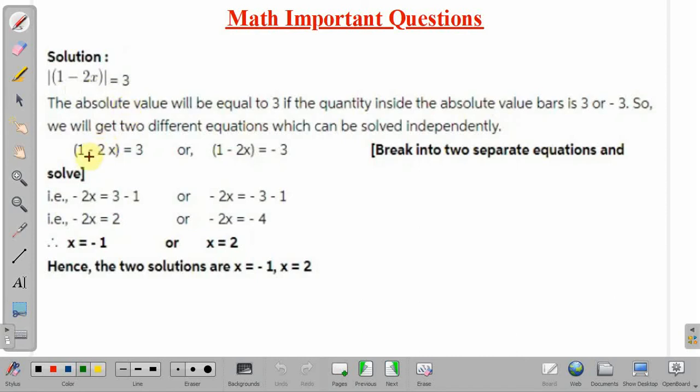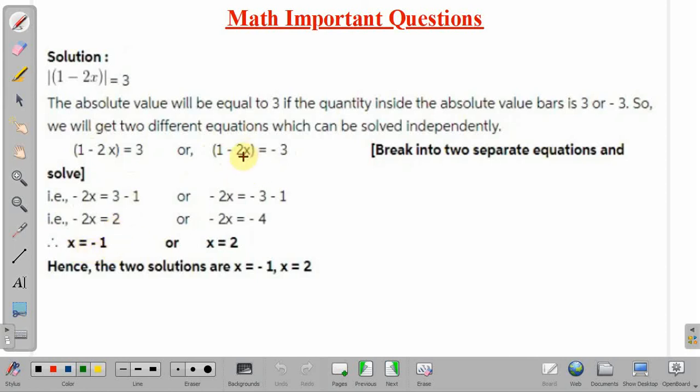So one equation we will get is 1 minus 2x equal to 3, and the other equation we will get is 1 minus 2x equal to minus 3. From the first, subtracting 1 from both sides, we get minus 2x equal to 3 minus 1, or minus 2x equal to 2. Therefore x will be equal to minus 1.